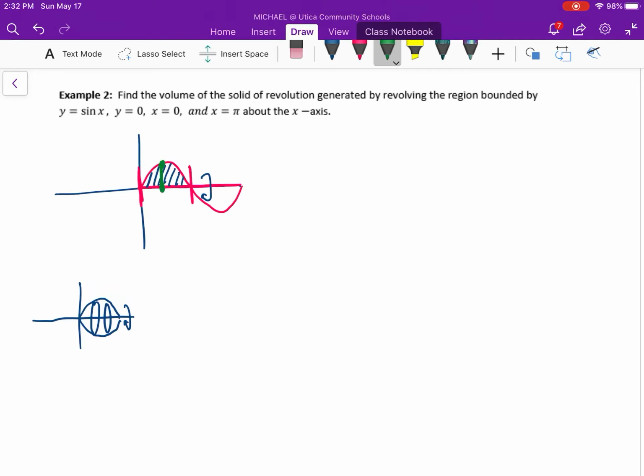All right, so in this case, again, the radius is going to be just that function value, just the sine function. So this is an easy example. Again, pi from 0 to pi, r squared dx.